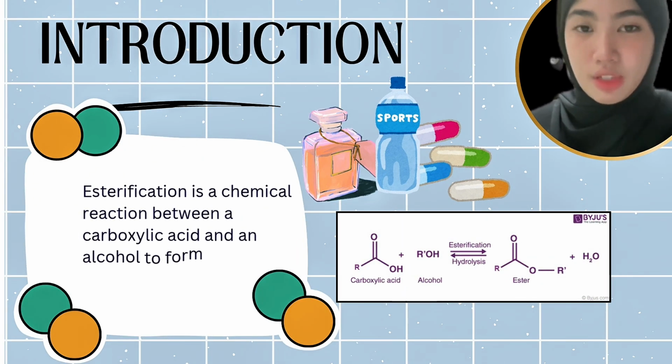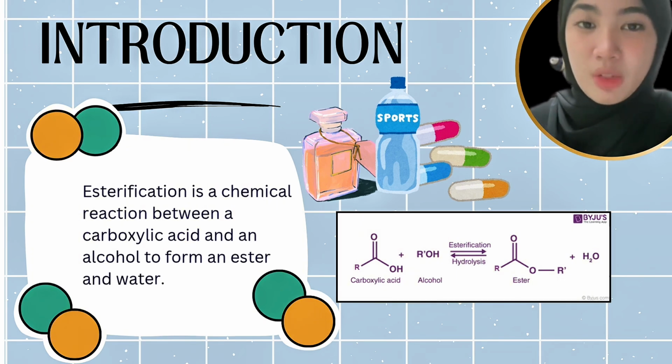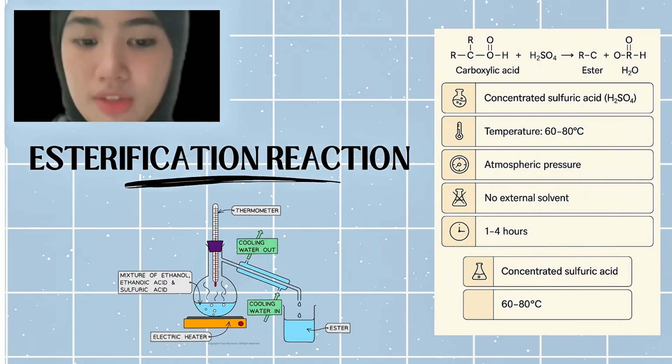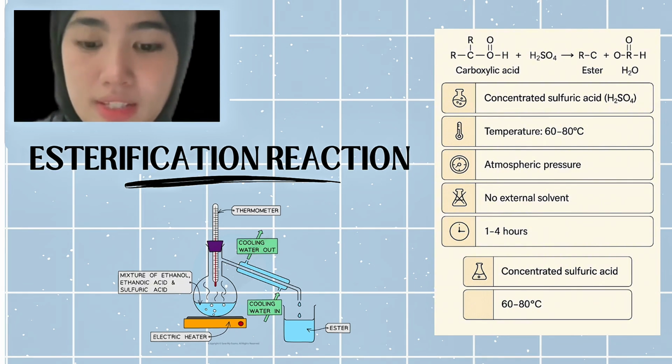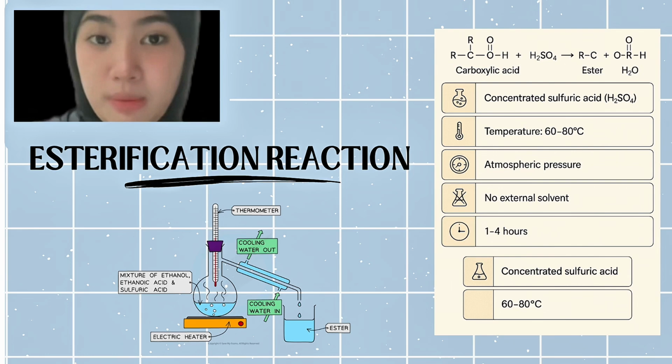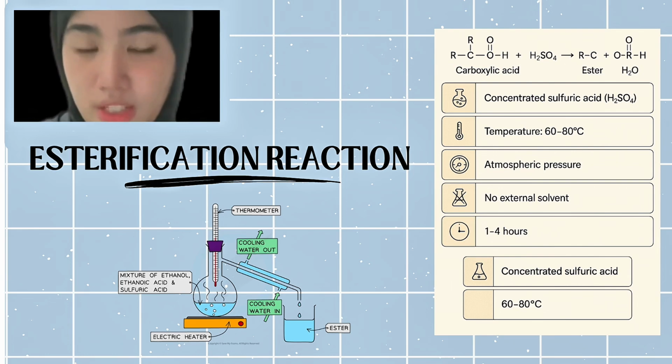Esterification is a chemical reaction between carboxylic acid and alcohol to form an ester and water. The esterification reaction is reversible and reaches an equilibrium. So methods such as using excess reactant or removing water are applied to increase the yield.